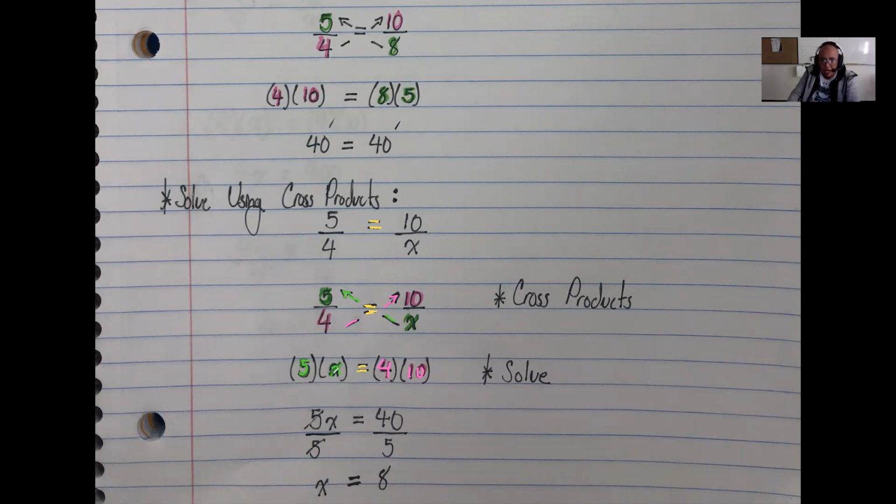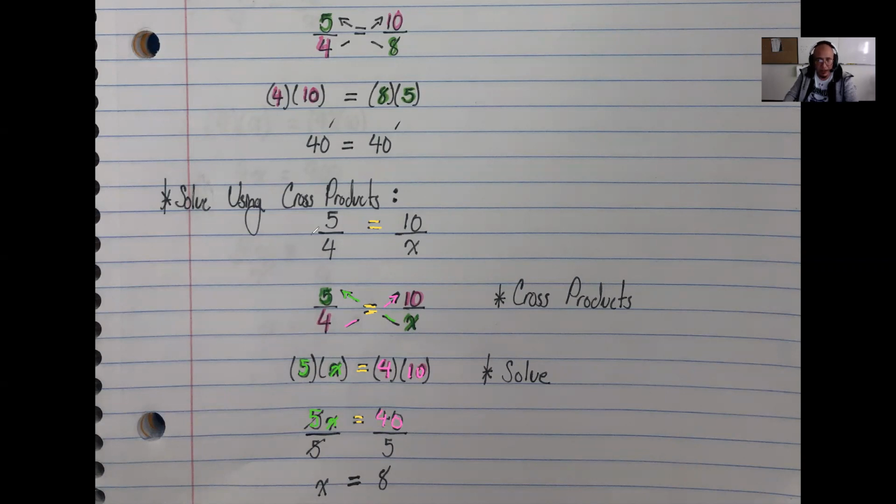You know, Mr. Luba, what is x? I don't know what x is. Don't worry about it. We're going to find out. We're going to be using this cross multiplication to make an equation. So again, if these two really are equal, then 5 times x, or 5x, should equal 4 times 10, which we know is 40. So 5x should equal 40.